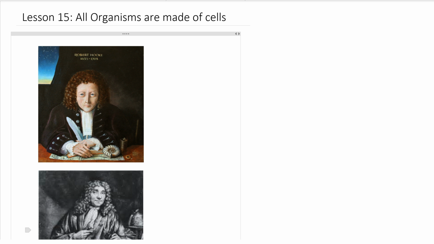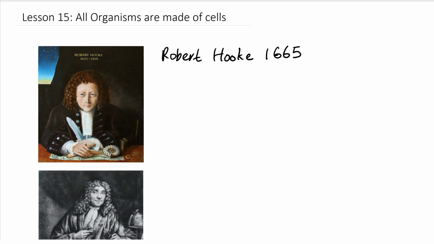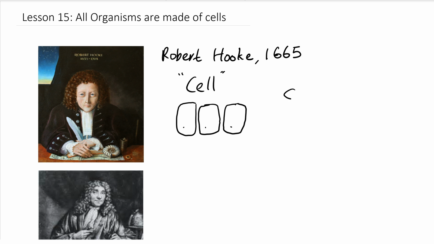Today we'll be on lesson 15, which is about organisms are made of cells. The first person who described the idea of cell is Robert Hooke. He looked under the microscope and saw that everything looked like it was enclosed in some sort of walls, like a prison. So he described the thing that he saw under a microscope as cell.